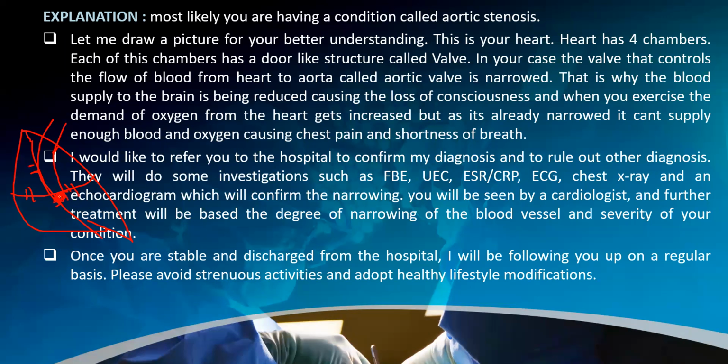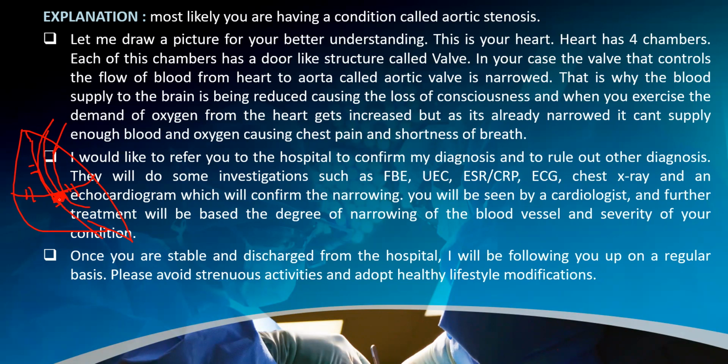So if you look at my picture, this is your heart. These are the four chambers I'm talking about. And one of the door-like structures known as valve, which controls the supply of blood from your heart to the aorta, known as the aortic valve, is narrowed. And this aorta is supposed to send blood to your whole body, including your brain.